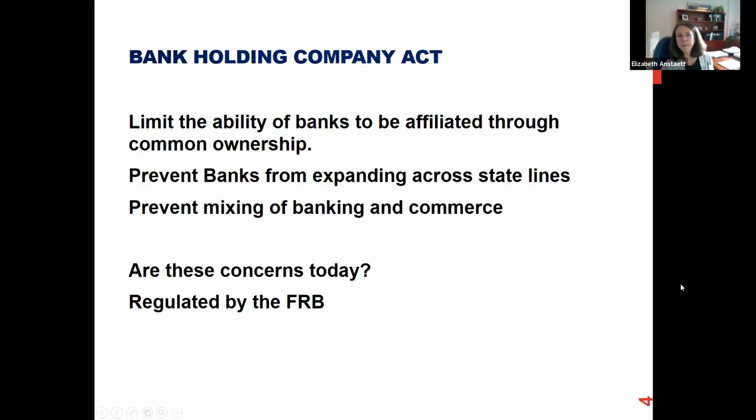But going back a bit more in history, to really understand banking regulation and what banks can and cannot do, we need to look at the Bank Holding Company Act, which was enacted in 1956. And prior to 1956, bank holding companies, which are basically just companies that own a bank, that's what makes you a bank holding company, were unregulated.